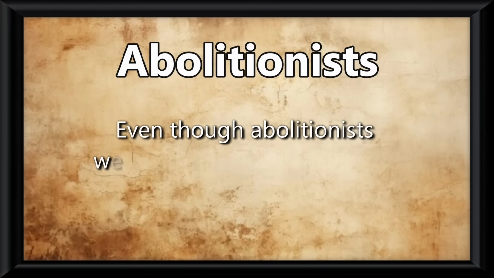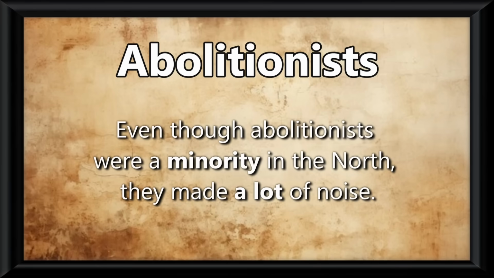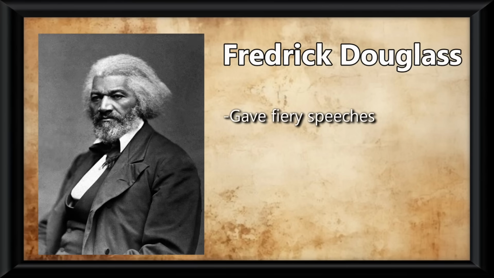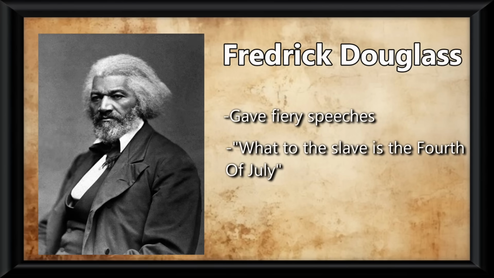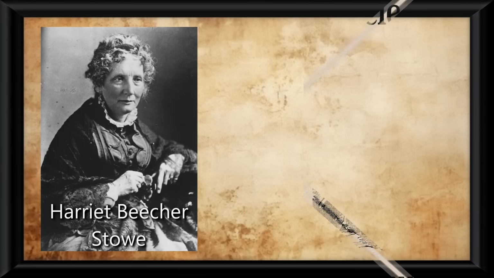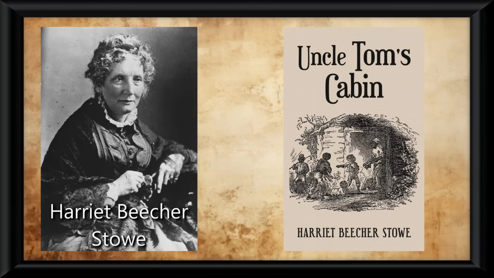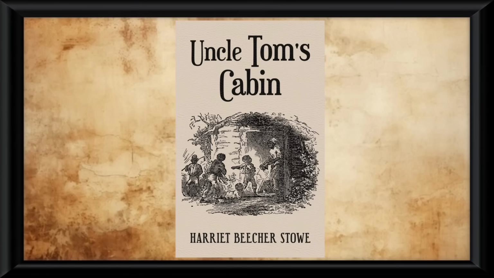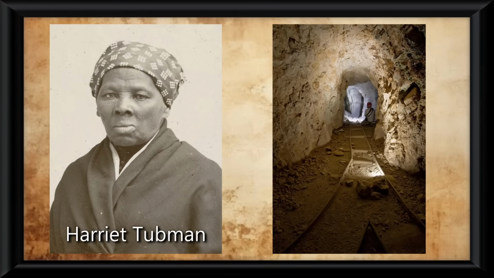Even though abolitionists were a minority in the North, they made a lot of noise. As we've talked about before, Frederick Douglass gave fiery speeches, including "What to the Slave is the 4th of July," exposing the hypocrisy of American freedom. Harriet Beecher Stowe wrote the book Uncle Tom's Cabin, exposing the horrors of slavery, a book that was said to be so influential that Lincoln supposedly said it started the Civil War. Harriet Tubman and the Underground Railroad helped enslaved people escape to the North.